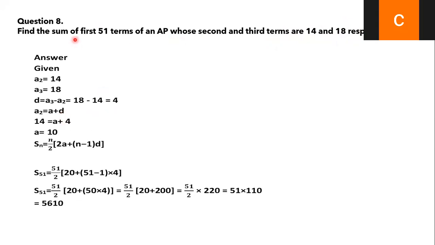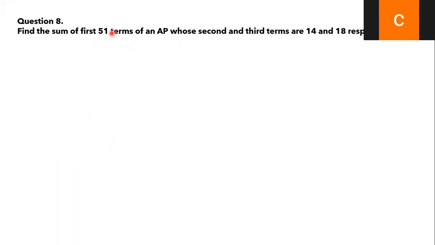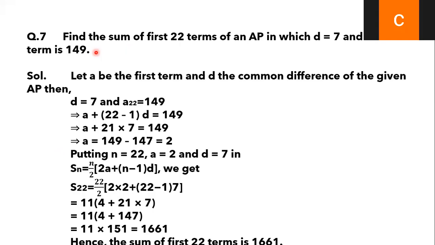They're asking us to find out 51 terms. So N value 51. Apply in the equation, children. Sn is equal to N by 2 into 2A plus N minus 1 into D. Ma'am, 5610.